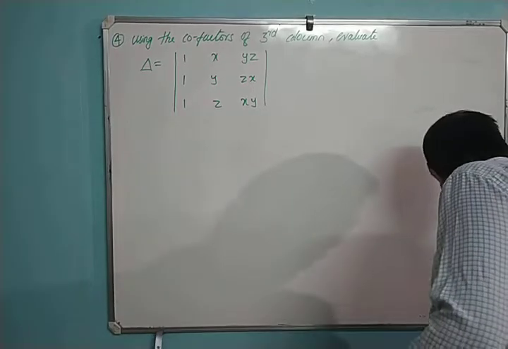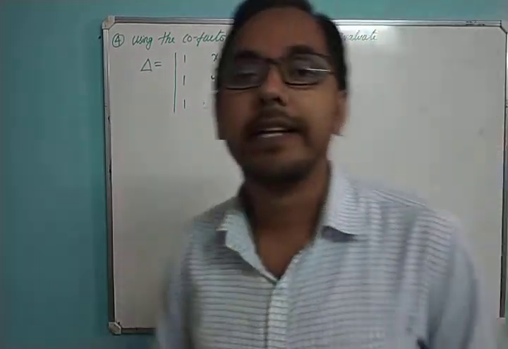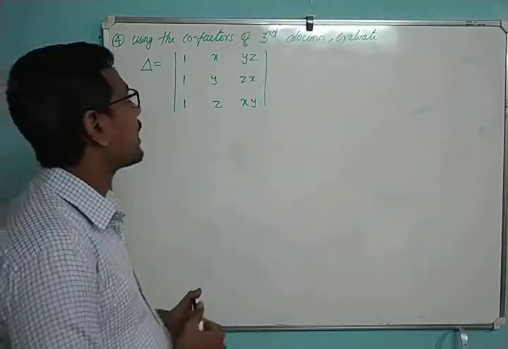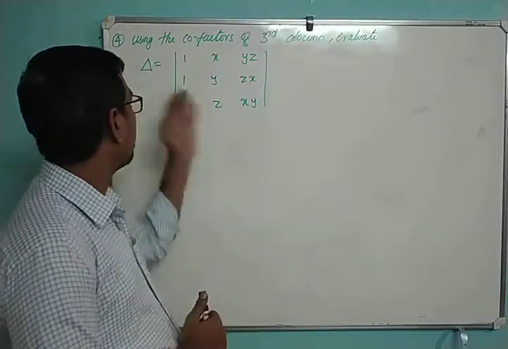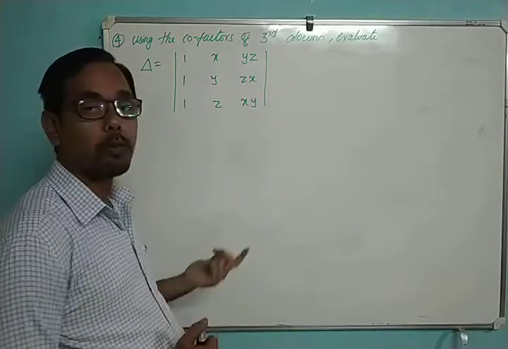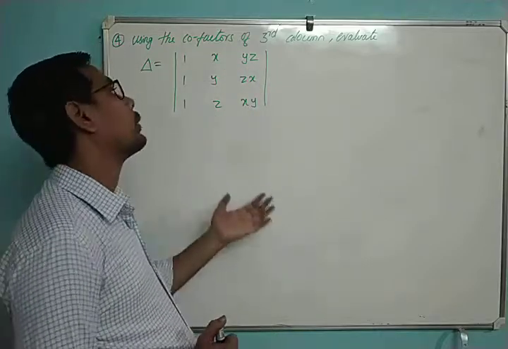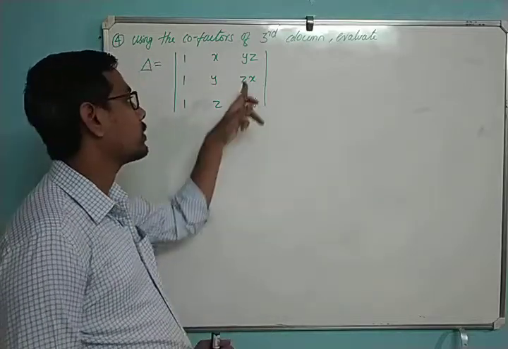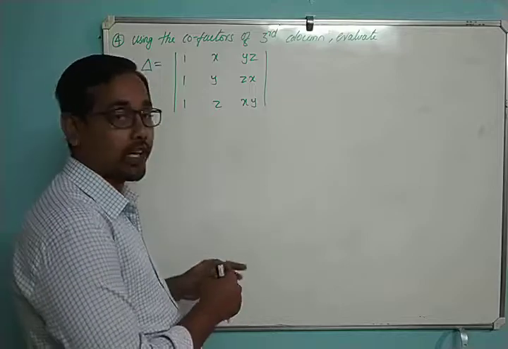Okay friends, so I hope you have taken that down. So we'll try to see how to solve this one. Here they have asked us to evaluate this using the cofactors of third column. In the previous problem it was cofactors of second row. Now here they have asked to find it through cofactors of third column. So that is yz, zx and xy.